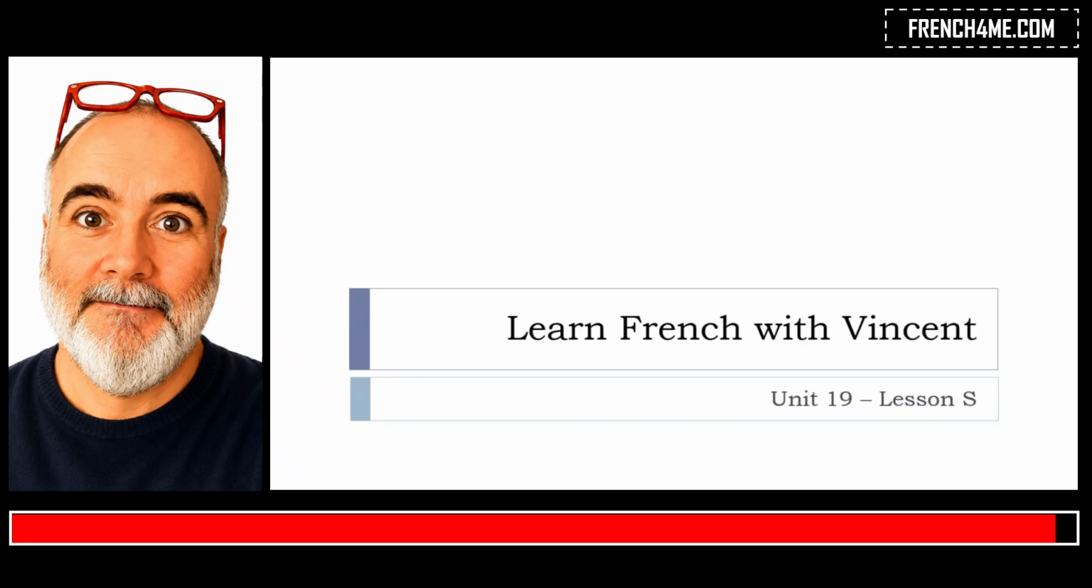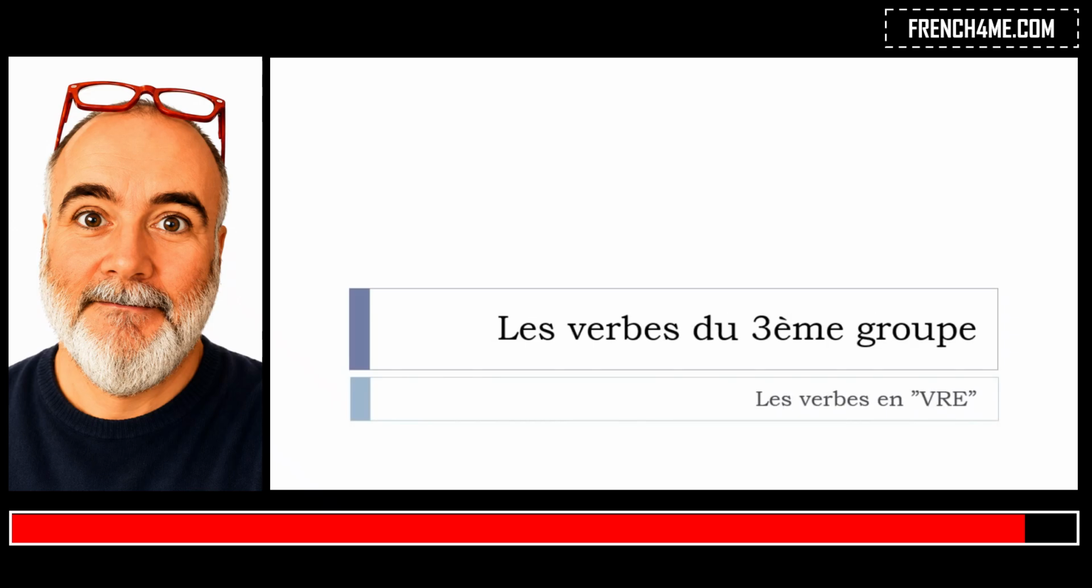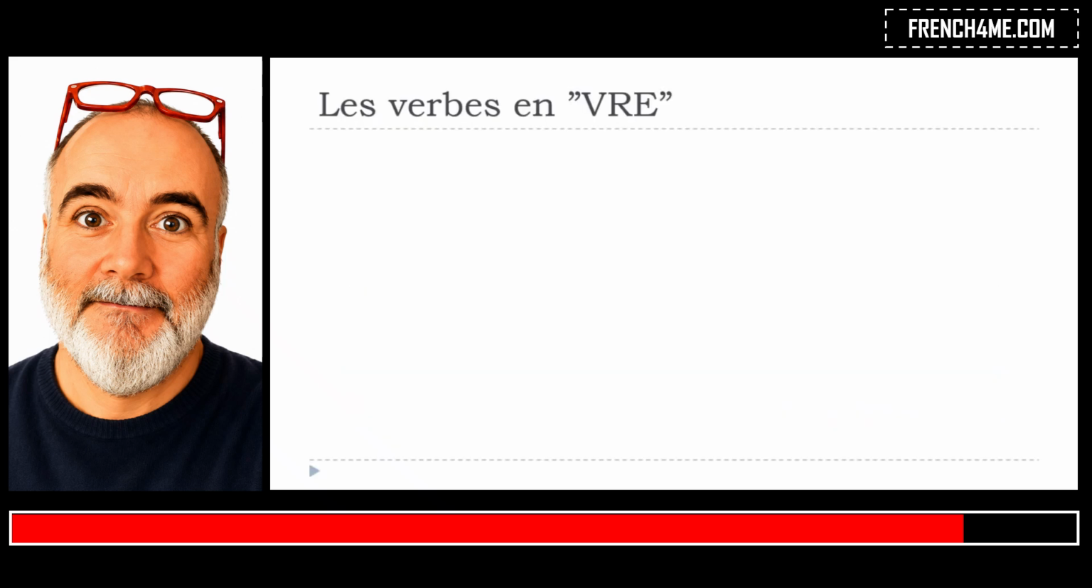This is Unité 19, leçon S. And we'll see together in this lesson les verbes du troisième groupe. And more precisely, we'll see together how to conjugate at the present form the verbs ending with VRE. Okay? Vre. So let's see that together.